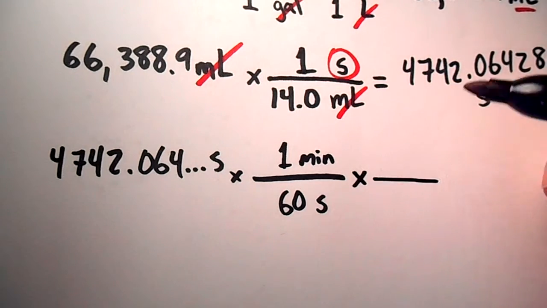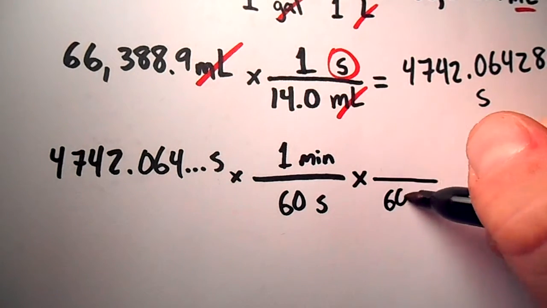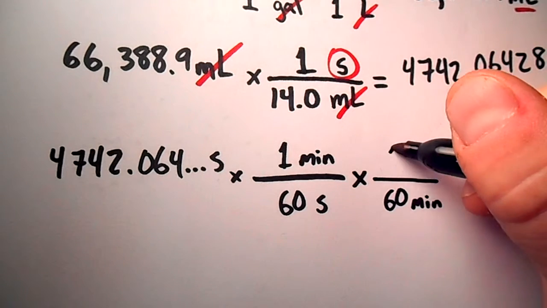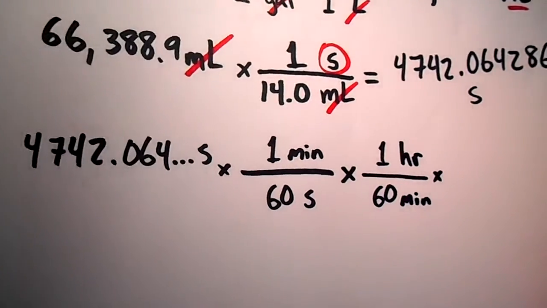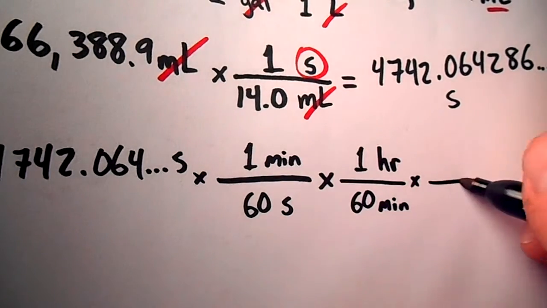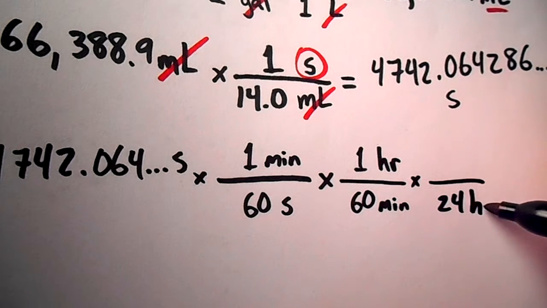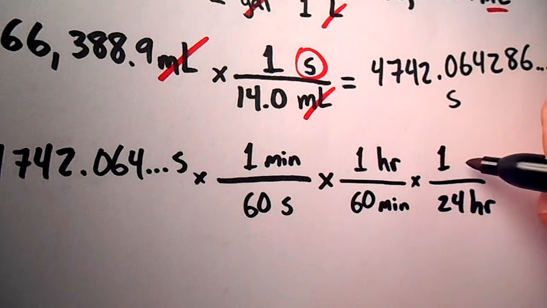I want to convert that over to hours. For every 60 minutes, there's going to be 1 hour. Then I can convert that over to number of Earth days. For every 24 hours, there's 1 Earth day.